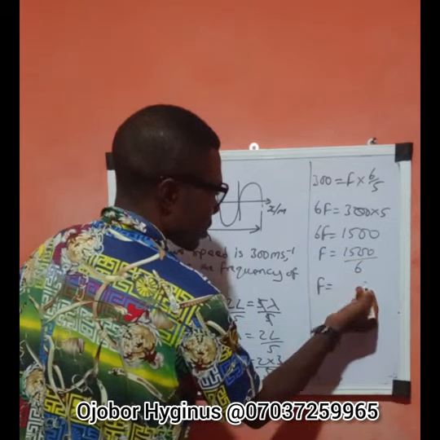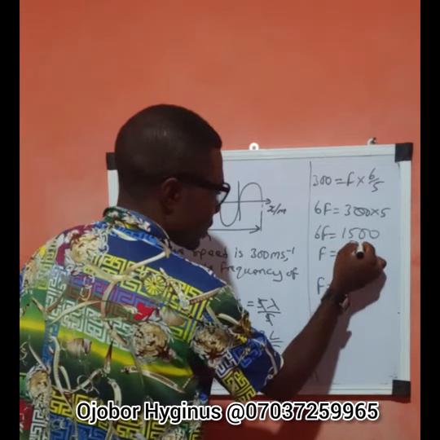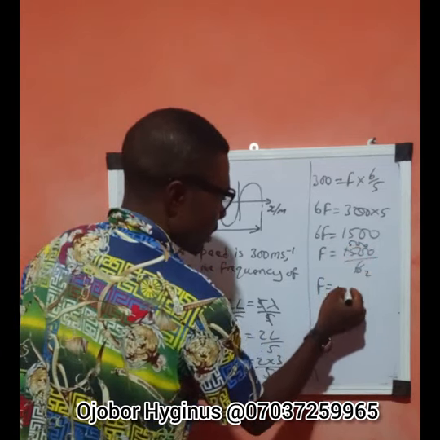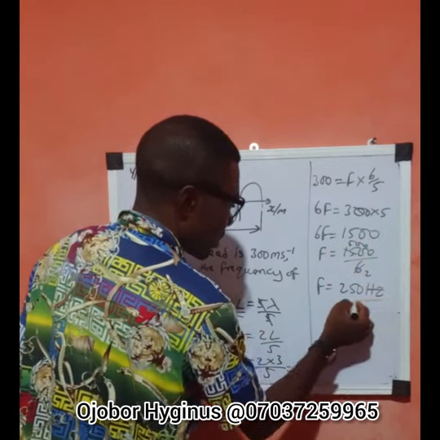F equals 1,500 divided by 6. F equals what? We can reduce this. 3 into 1,500 is 500, 3 into 6 is 2. That is 250 Hz, which is our frequency.